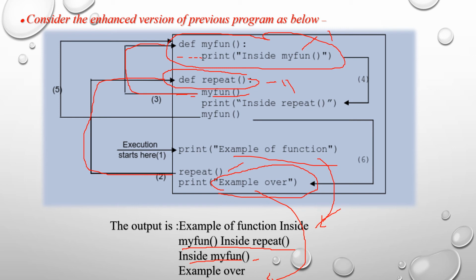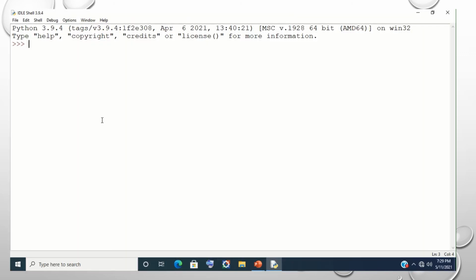The execution starts here. This is the first one, and later execution starts here, second one, and this is the third one, and this is the fourth one, and this is the fifth execution, and this is the last execution. So this is the output: example of the function, inside my fun, inside repeat, inside my fun, and example over. Let's try this in the interpreter.